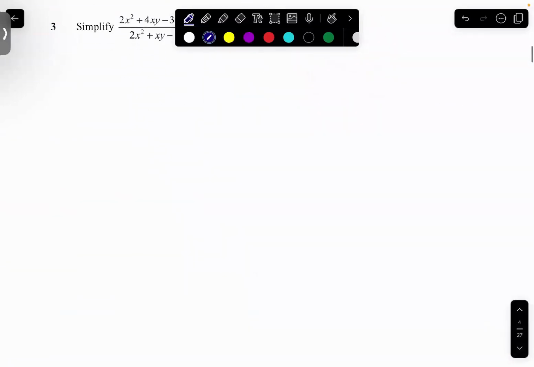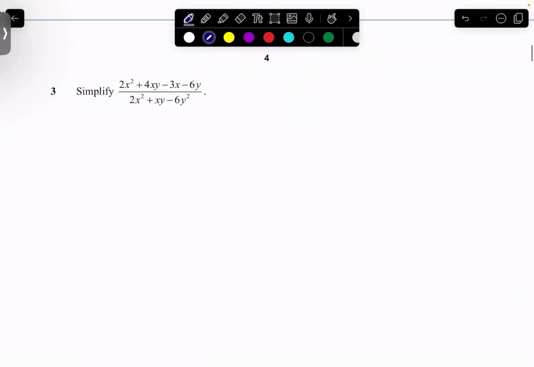Question 3. Simplify (2x squared plus 4xy minus 3x minus 6y) over (2x squared plus xy minus 6y squared). So this sort of question, what do we do? To simplify, let's say we want to simplify the fraction 4 out of 6. Simplify means 2 out of 3. Same logic: we want to do some cancellations with the top and the bottom. Four terms is usually by grouping. Three terms will be cross factorizing.